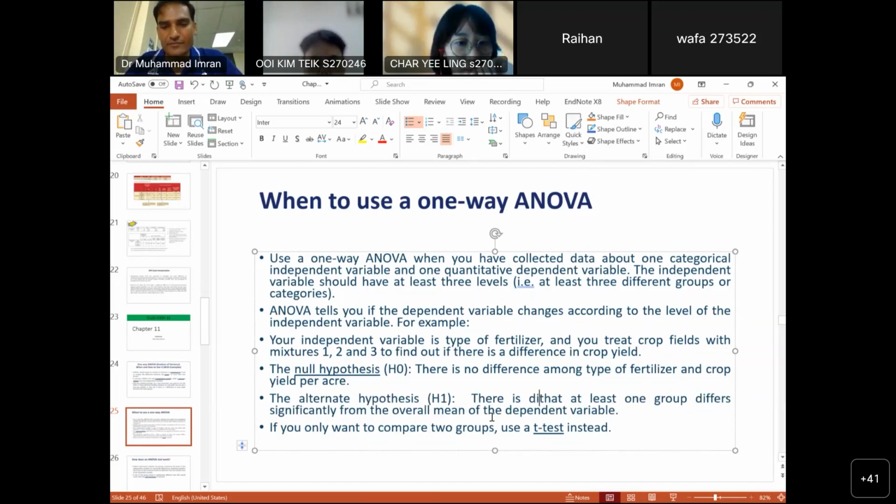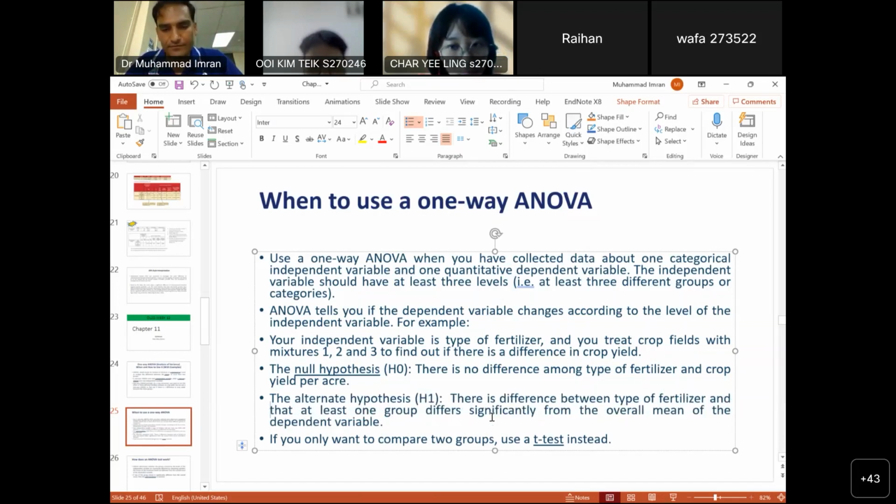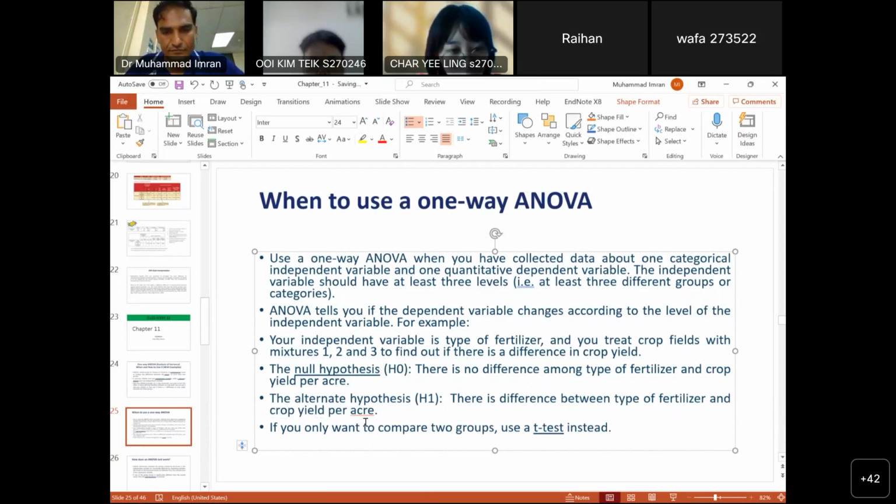Yeah, there is a difference between the type of fertilizer and crop yield per acre. Done? My dear students. Okay.